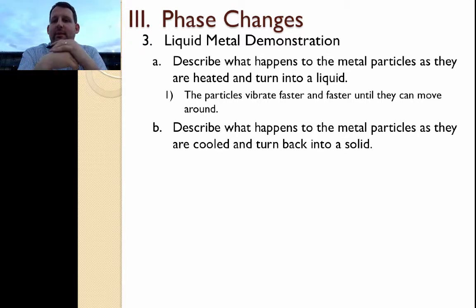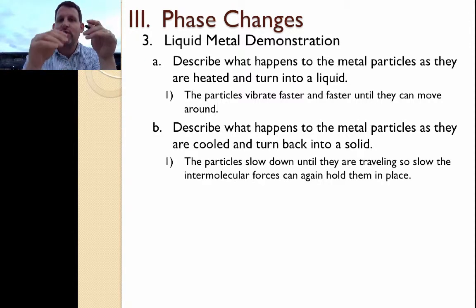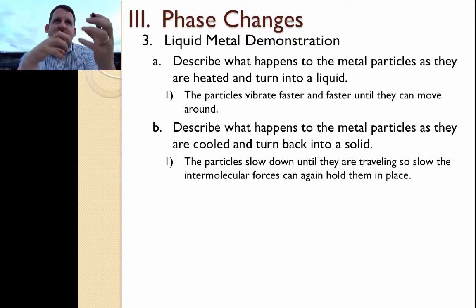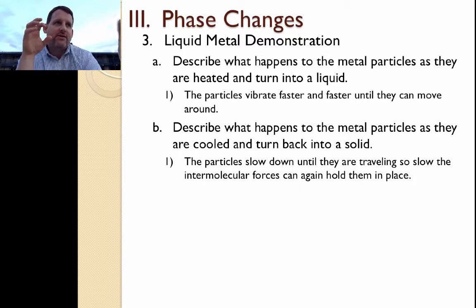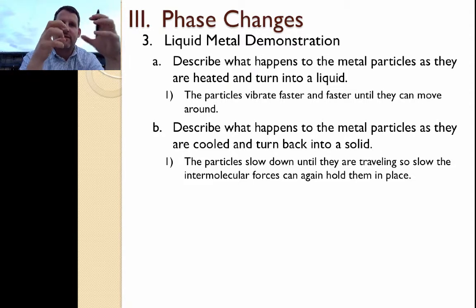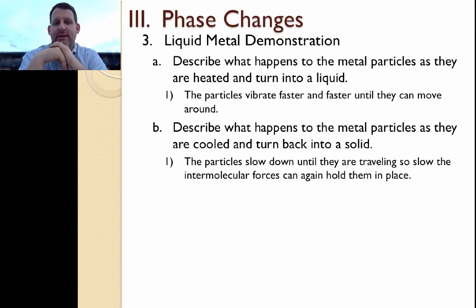Now describe what happened to the metal particles as they are cooled and turned back into a solid. Hopefully here you're describing that as they cool, they slow down. And once they get so slow that they can actually not just stay close together, but actually hold each other in place, they're strong enough to hold each other in place. Bam! That's called freezing when they're stuck in place again.